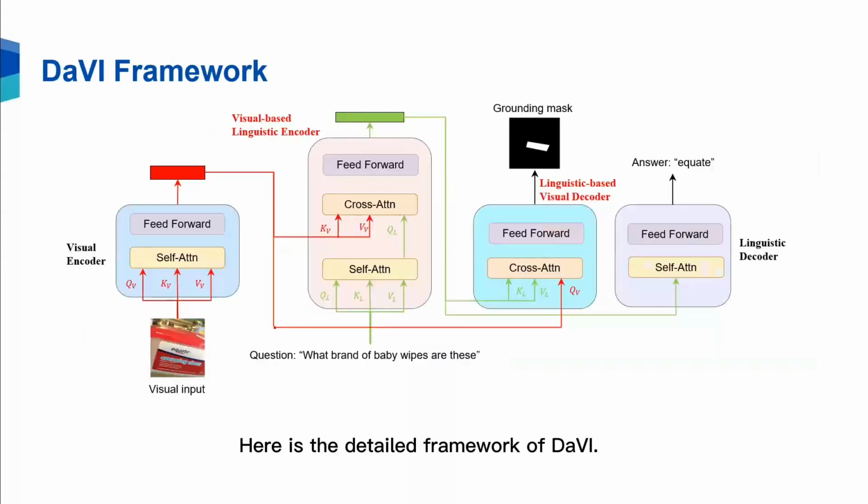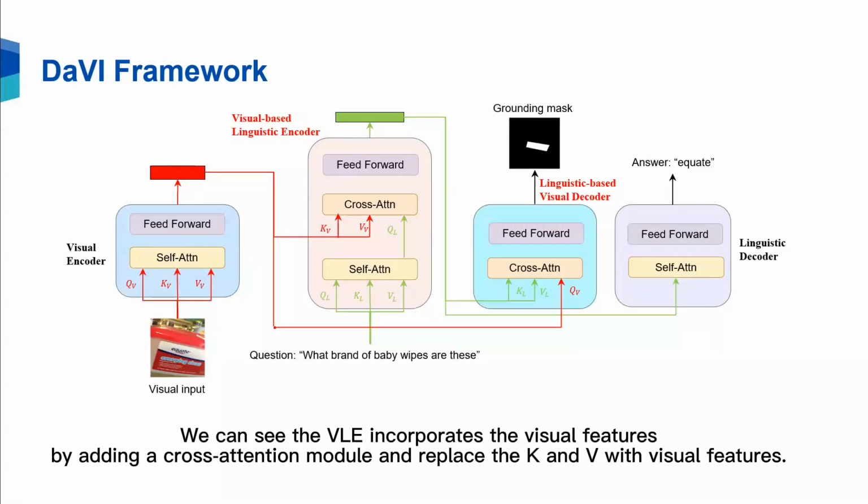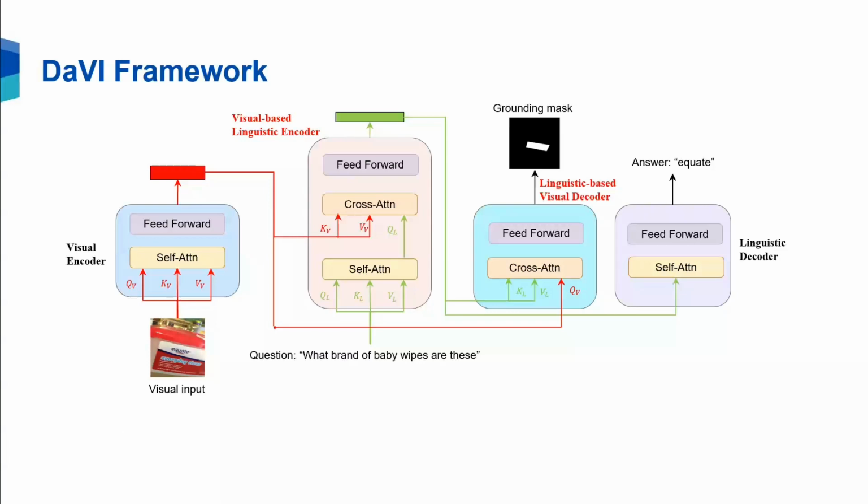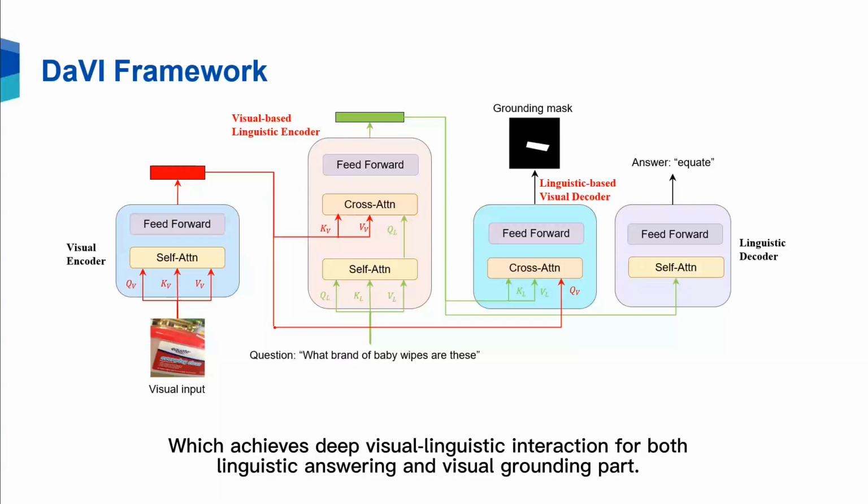Here is the detailed framework of DaVI. We can see the VLE incorporates the visual features by adding a cross-attention module and replacing the K and V with visual features. The LVD focuses visual features on the evidence-related regions by using the visual features as Q, and the linguistic-oriented evidence generated by VLE as K and V, which achieves deep visual-linguistic interaction for both the linguistic answering and the visual grounding part.